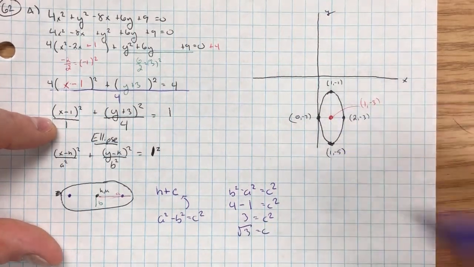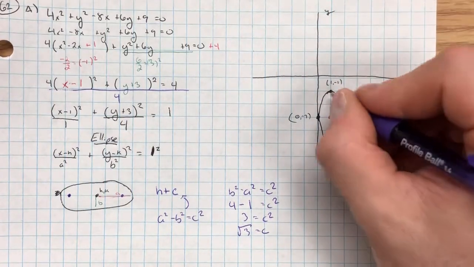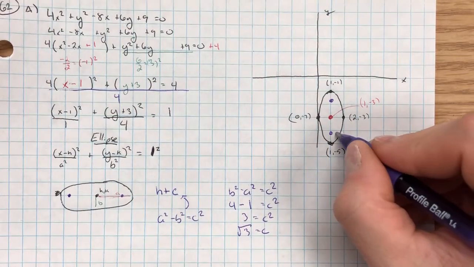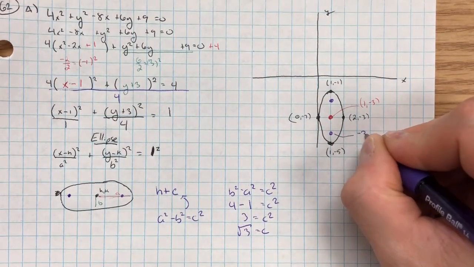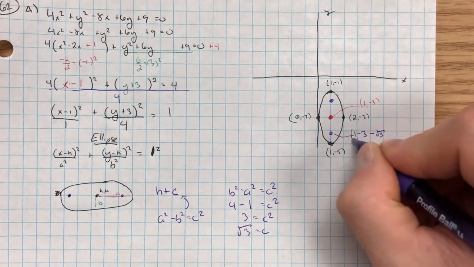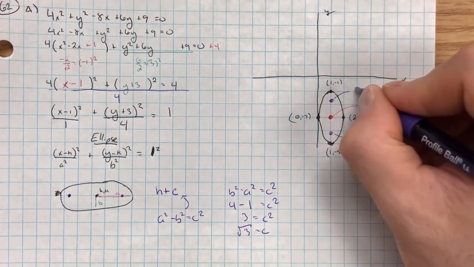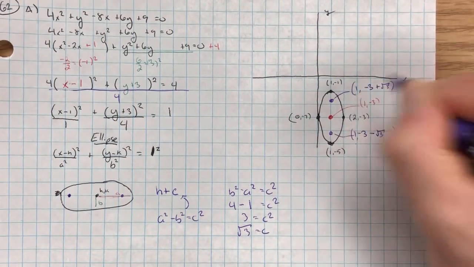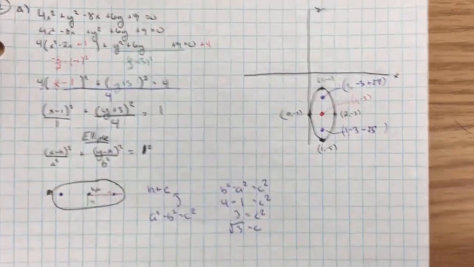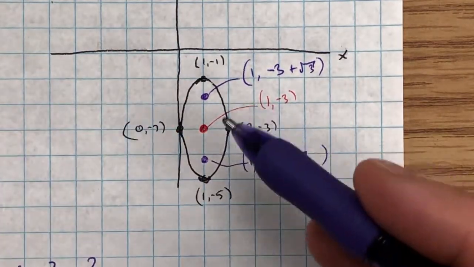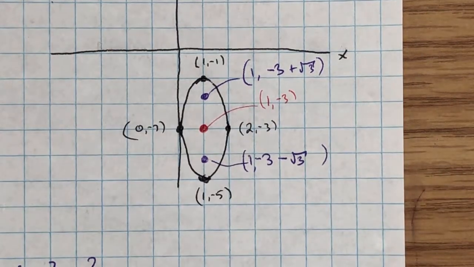So my distance up and down is root 3. So I'm going to put my point right here, and right here. I'm going to say that this is 1 comma -3 minus root 3. And this is 1 comma -3 plus root 3. Boom. And there we go. We have all the information we need on that graph. Where the two foci are, where the vertex is, and where all the points around the edges are.